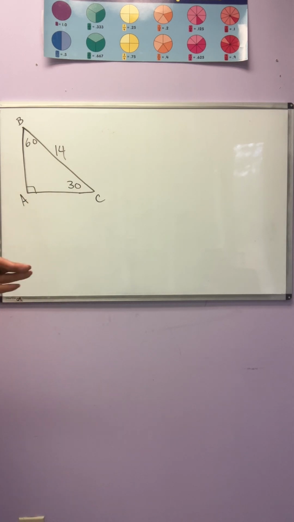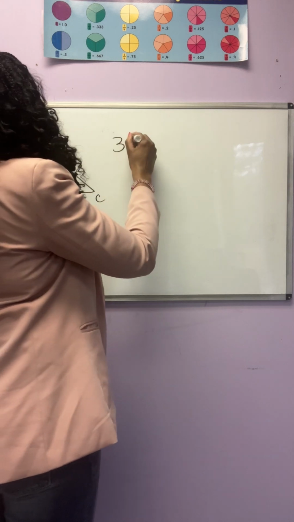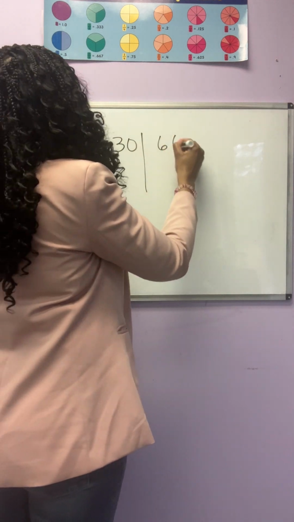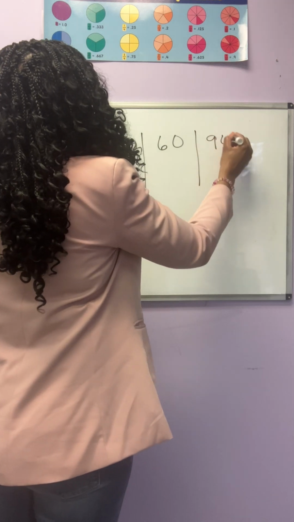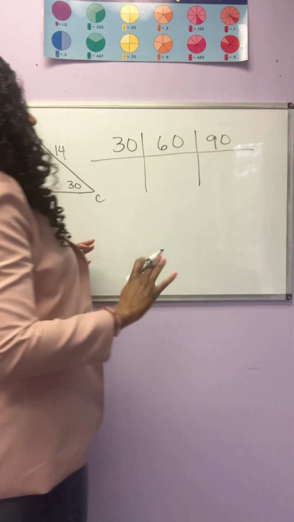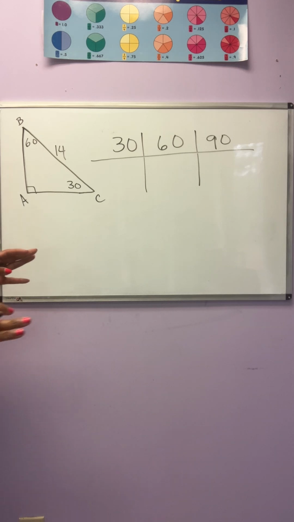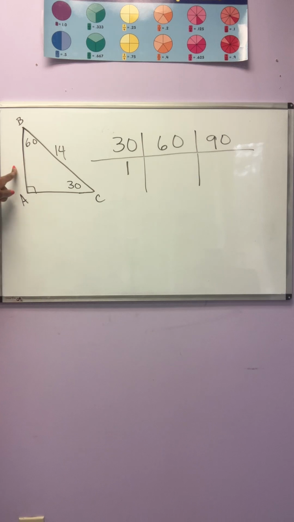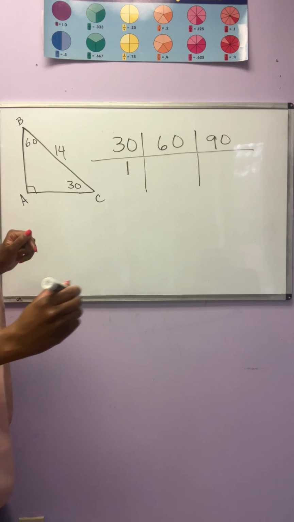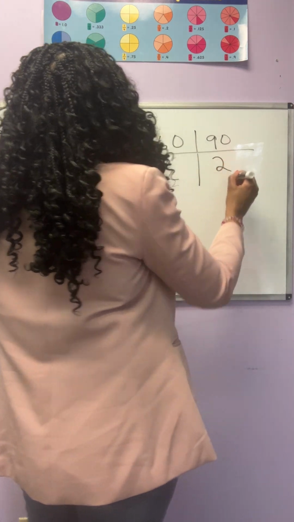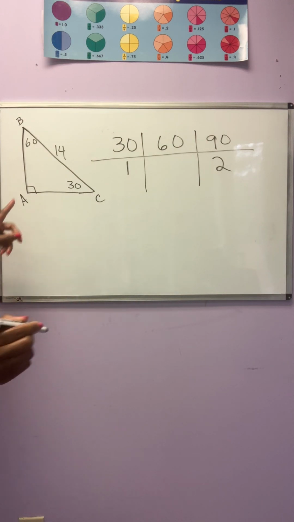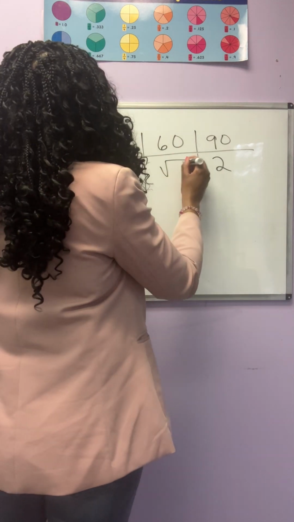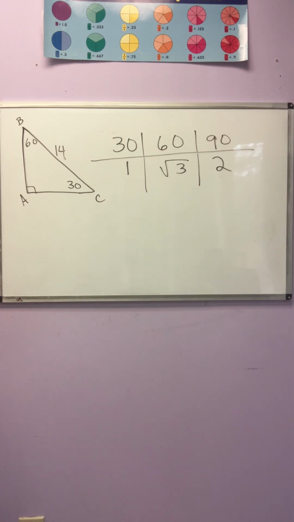It's a common triangle where the legs have a special relationship that can help you solve for any given leg proportionally. In a 30, 60, 90 triangle, if the leg across from the 30 degrees is 1, then the one across from the 90 degrees will be 2, and the one across from the 60 degrees will be radical 3.